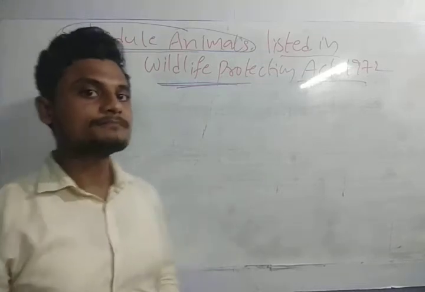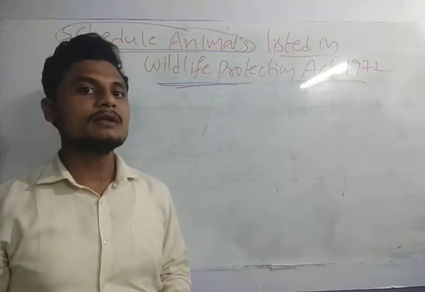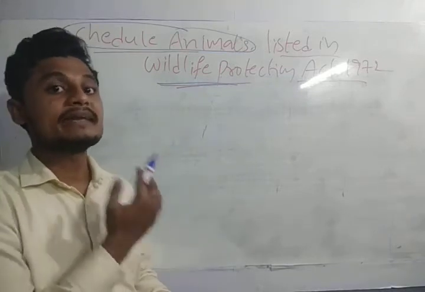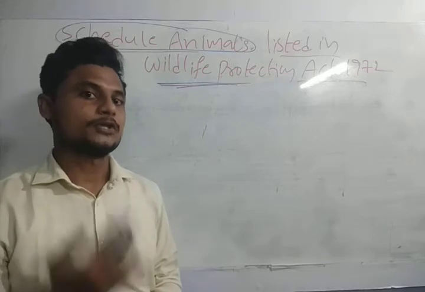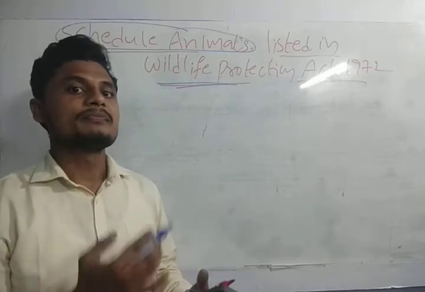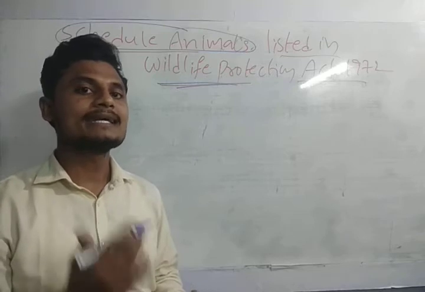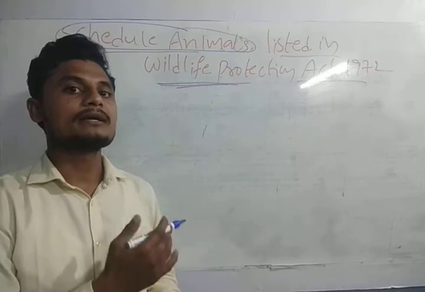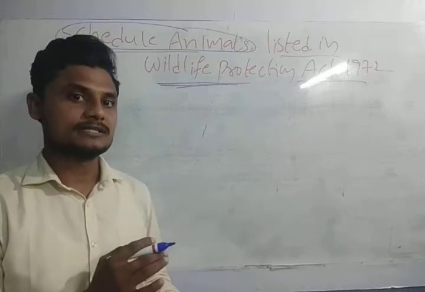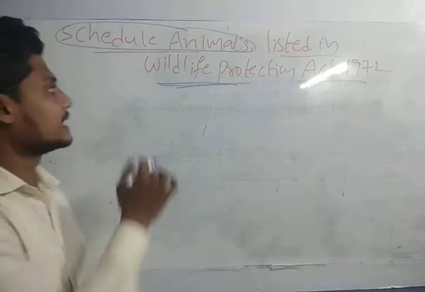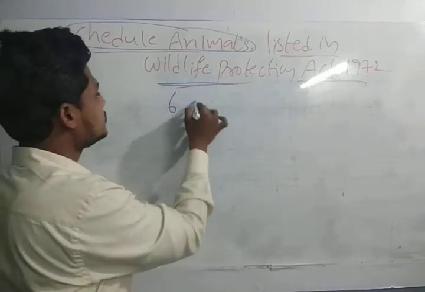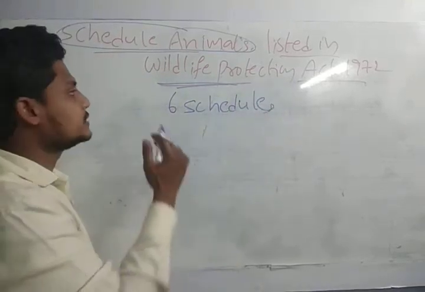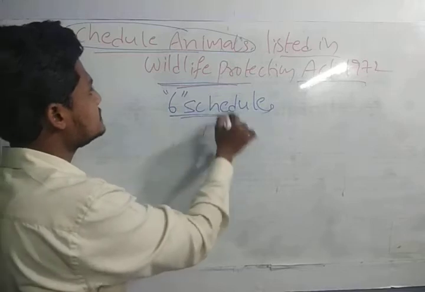The animals have varying degrees of protection, and poaching, smuggling and illegal trade of the animals listed in the schedules are offenses carrying fines, and are prohibited. In this Act we have six schedules. Six schedules have been classified in this process.